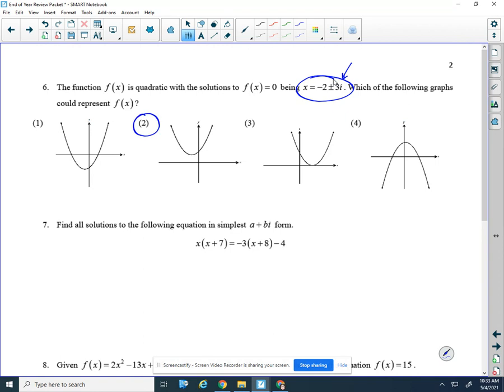So in this case, that would be the answer. And for notes, you should write no x-intercepts. Make sure you write this stuff down. Or you could say no real roots, or you could just say imaginary roots.